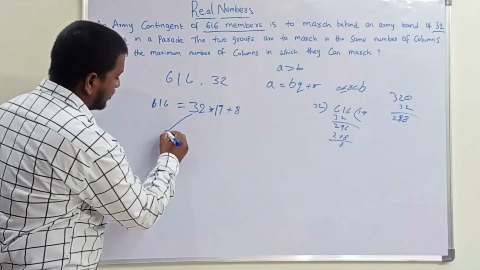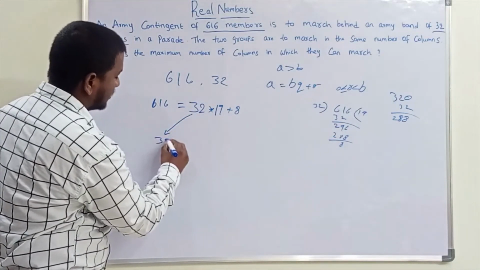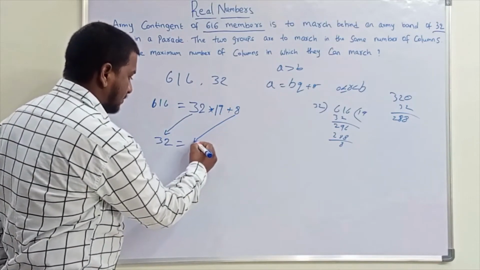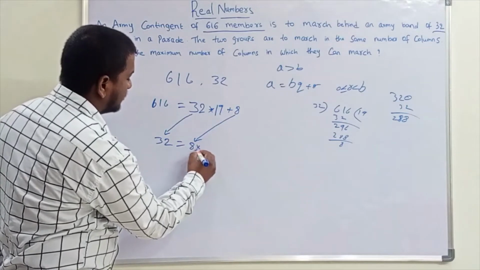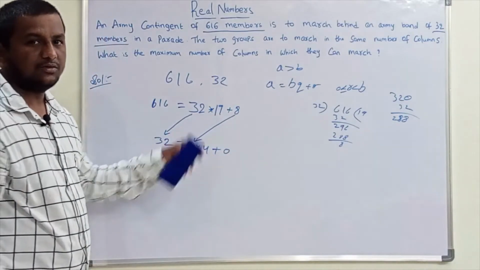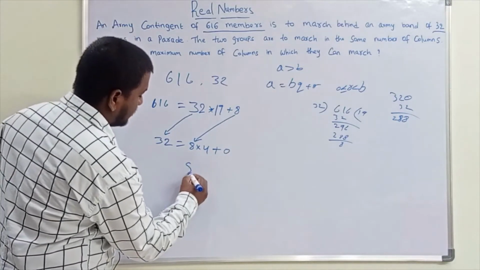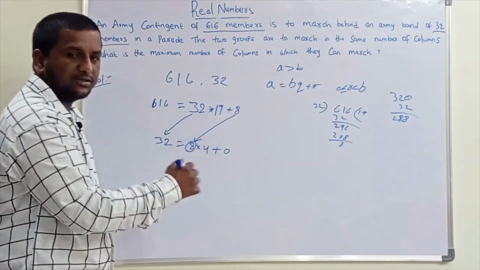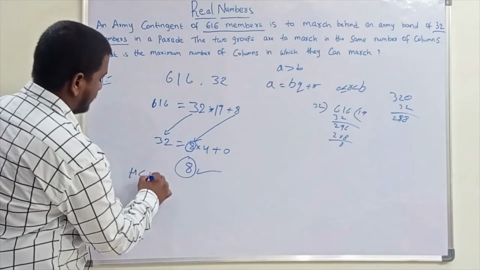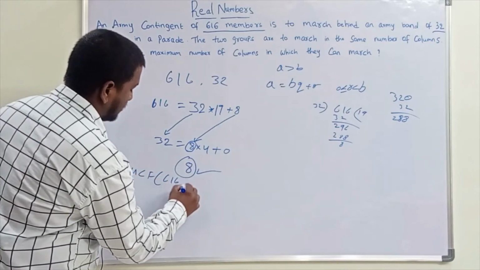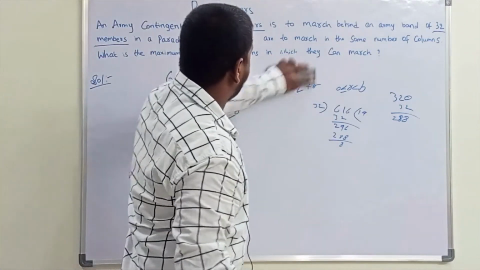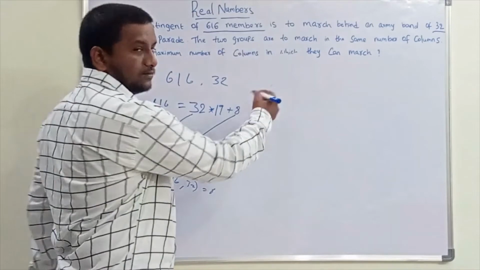So here 32 becomes A in the next step, and R becomes B. So here, how many times will 8 go into 32? 4 times, plus remainder 0. So here the remainder is 0. Then what is the HCF? Whatever is the value of B, that is the HCF. So 8 is the HCF of 616 and 32. So what does this mean?